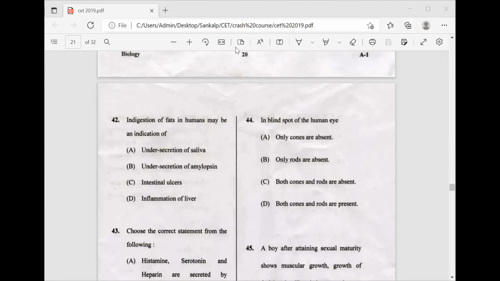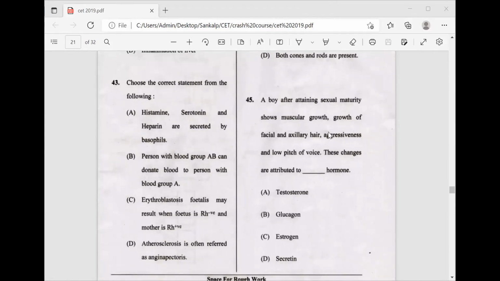Bhairish, option C. Manikesh, option C. Tasmia, option C. Janavi, option C. Kirtana, option C. So the right answer is option C, that is both cones and rods are absent.